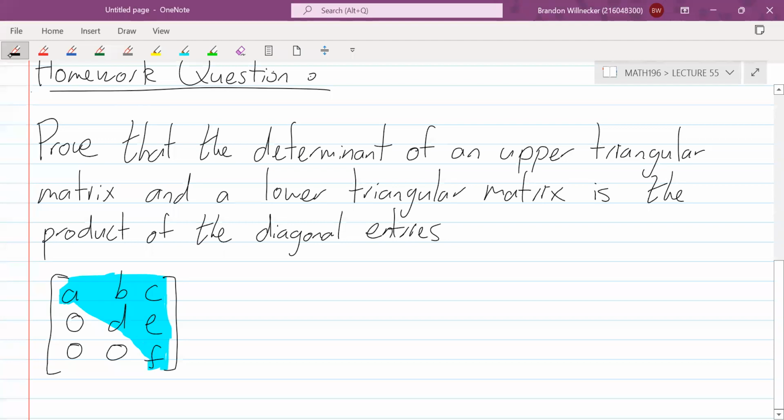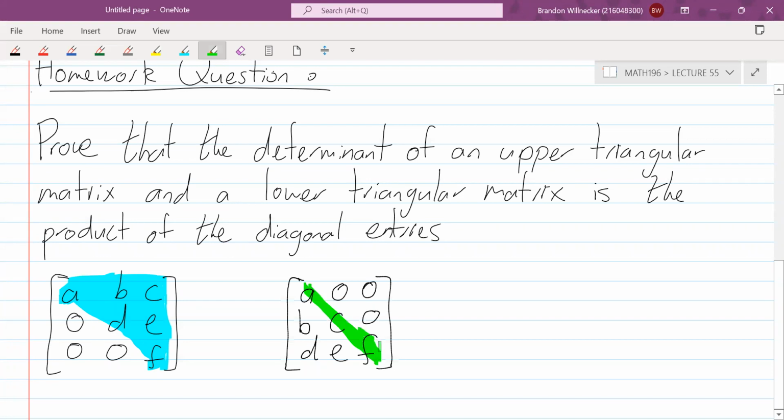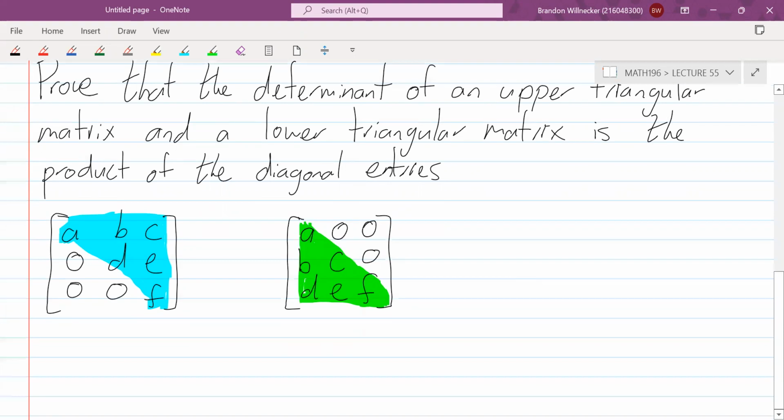Okay, that's an upper triangular and then a lower triangular. You can imagine what that looks like. That's going to be A, B, C, D, E, F with zeros everywhere else. And again, you can just draw in the triangle here. So we see that the entries form another triangle, but now in the lower left corner. Okay, so the first one we call upper triangular. And the second one we call lower triangular.